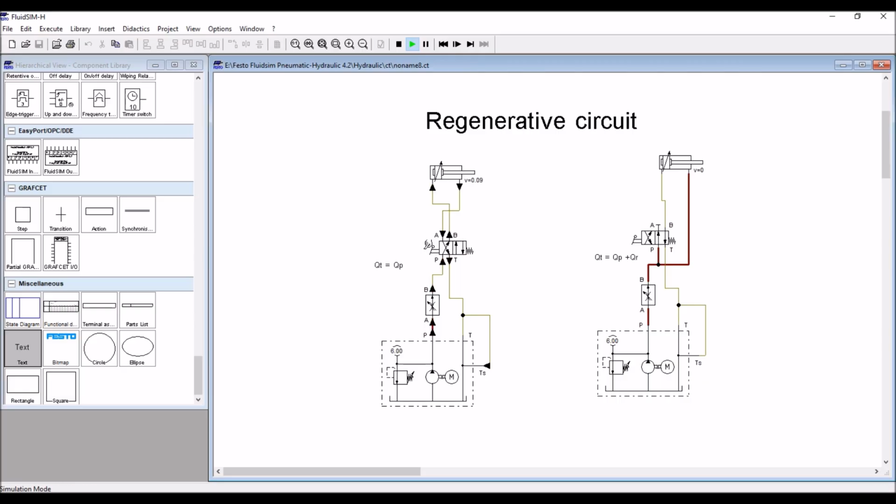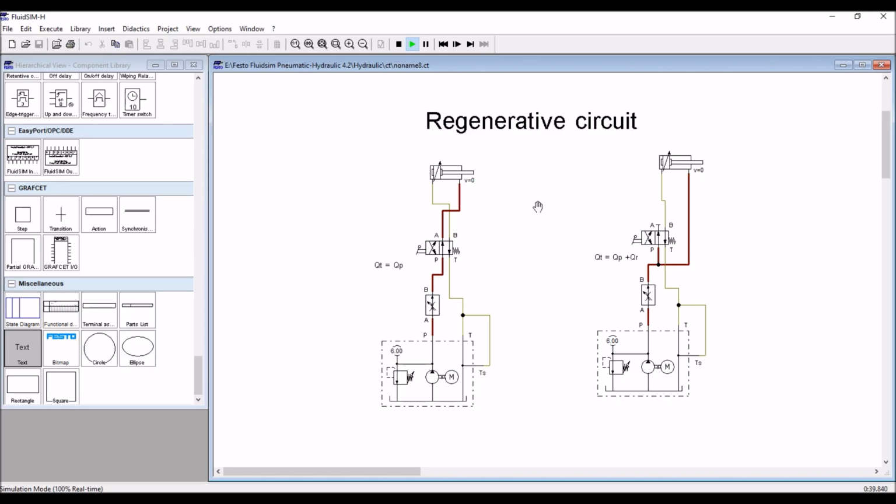See, during extension this one is 0.09, during extension this circuit is 0.22. 0.22 means it's more. This is 0.09, this is 0.22. So velocity is increased, right? So this is the demonstration, that means rerouting the oil from the rod chamber to the piston chamber, where the advantage is we can increase the speed. Okay, so this is what the regenerative circuit is, and we have a lab video, a lab demonstration also.